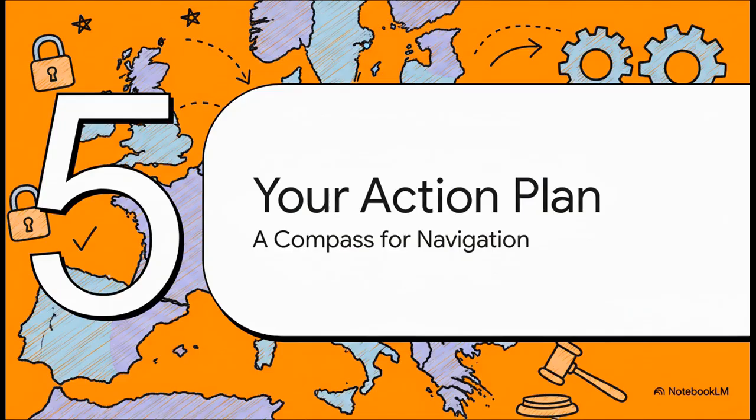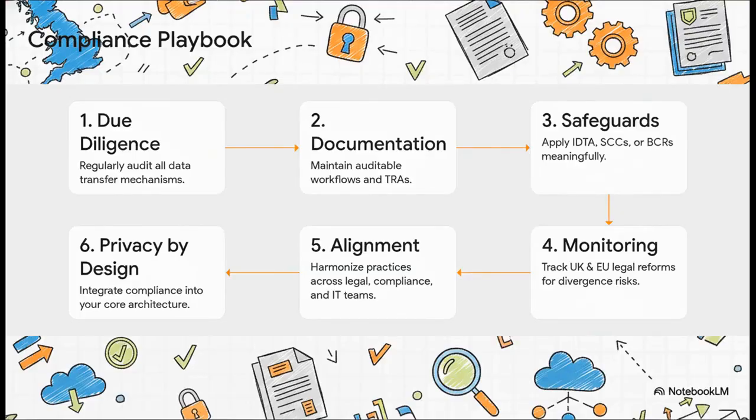So that brings us to the final and I think most important section. Now that we've looked at the map and all of its challenges, we need a compass, right? Something to help us actually get through it. So here is your action plan. Think of this 6-step playbook as your guide.